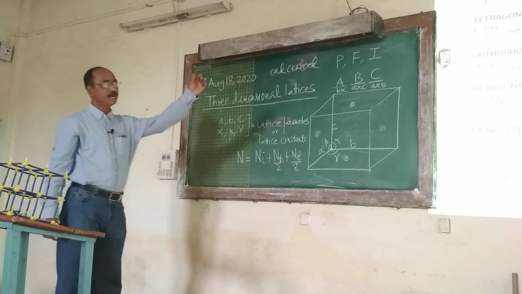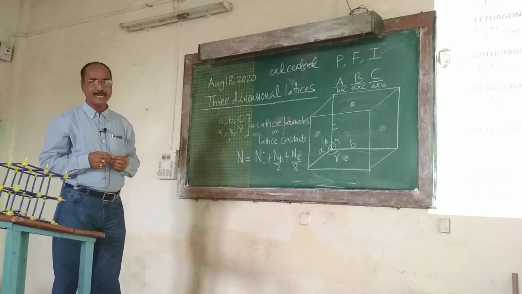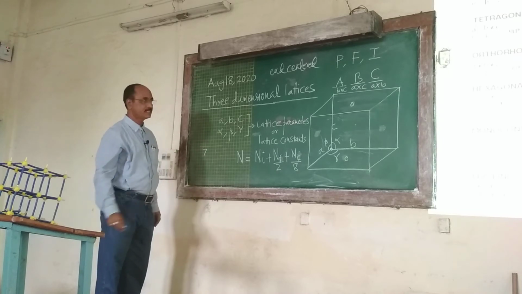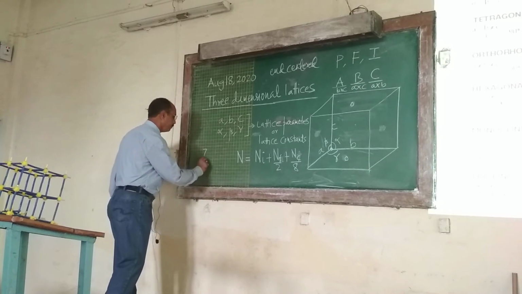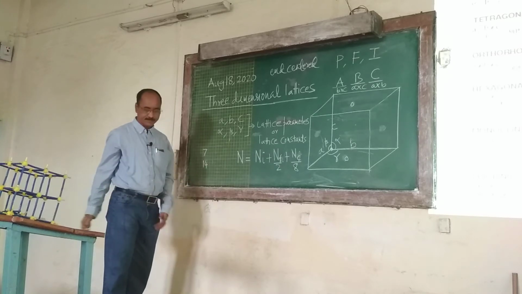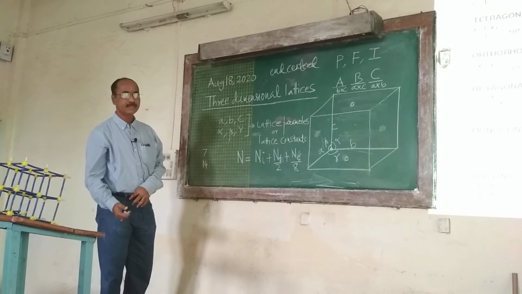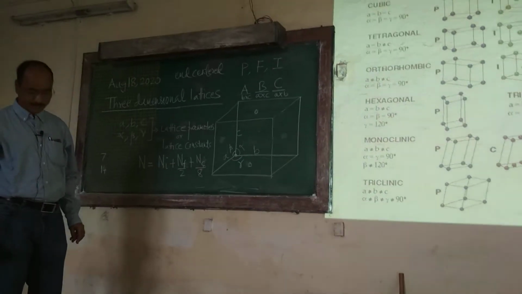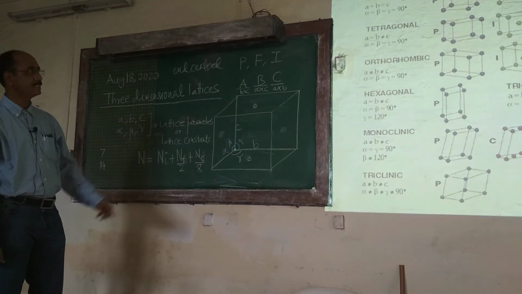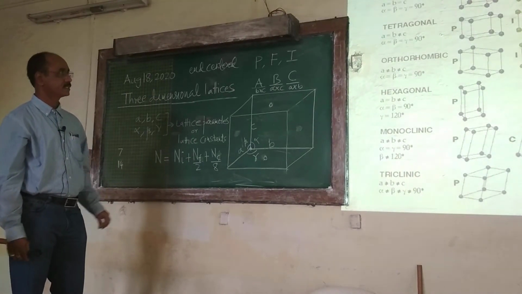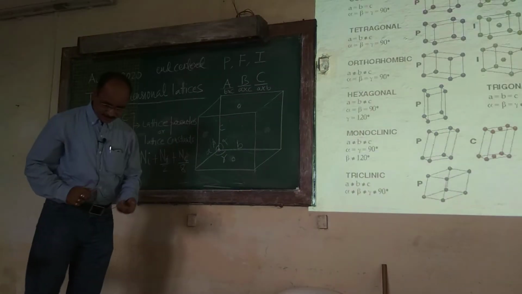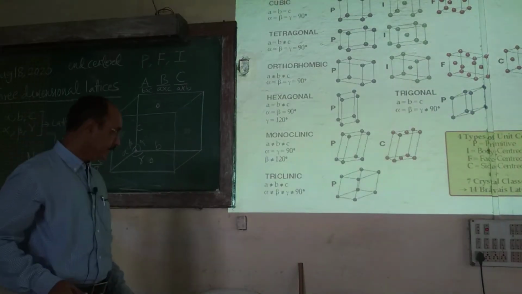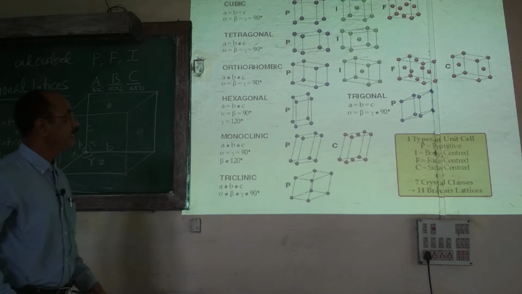So in case of 3-dimensional lattices, there are 7 crystal systems and 14 Bravais lattices. 7 crystal systems and 14 Bravais lattices in 3 dimensions. So we are going to study these 7 crystal systems and 14 Bravais lattices along with their lattice constants, isn't it? So let us move towards the PowerPoint presentation. Now I will need this PowerPoint presentation to save the time.